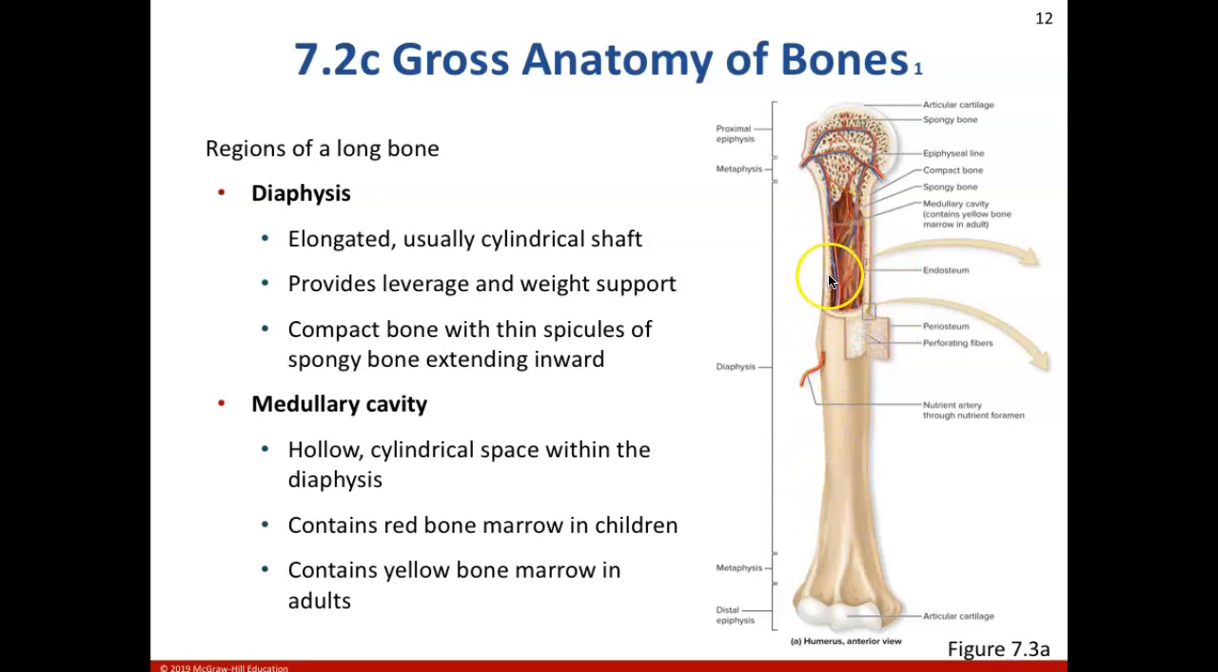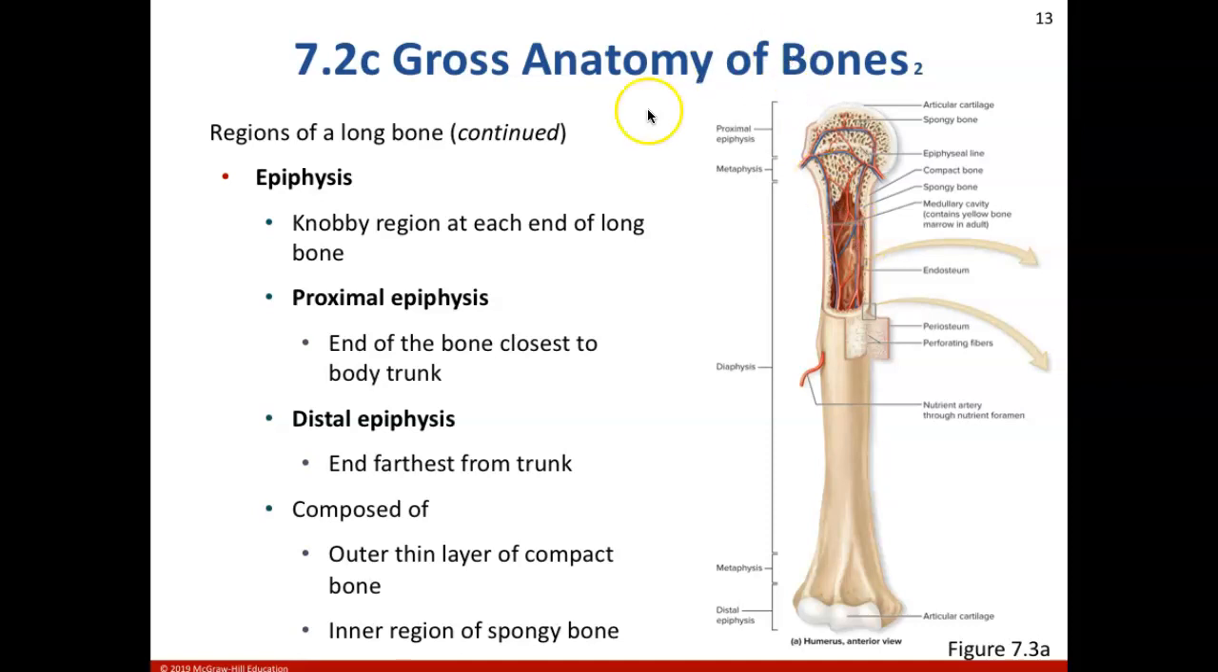And then you'll see in this cutout here that we're going to have compact bone on the periphery here, but on the inner surface will be the thin spicules of our spongy bone. You can also see that in here we have this space, and this space is called the medullary cavity. It's hollow and it's a cylindrical space that we're always going to find within the diaphysis or the shaft of the bone. And in this area, we'll find red bone marrow in children, but it's going to contain yellow bone marrow in adults.